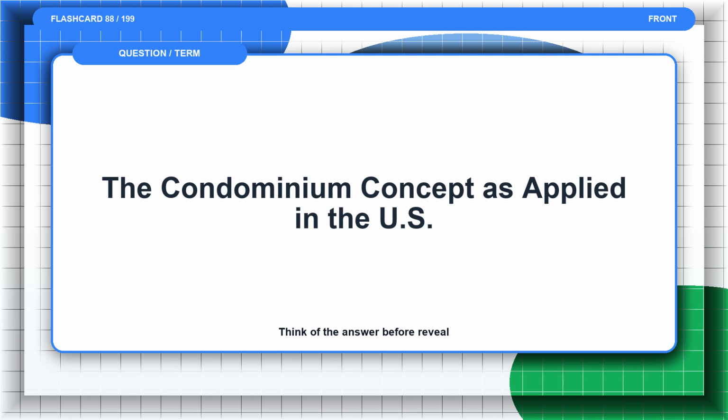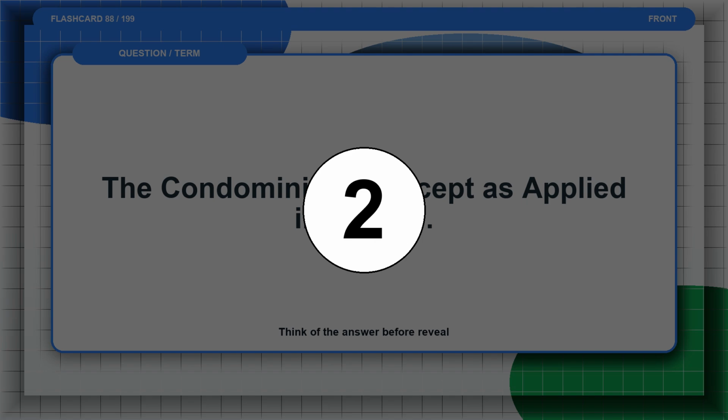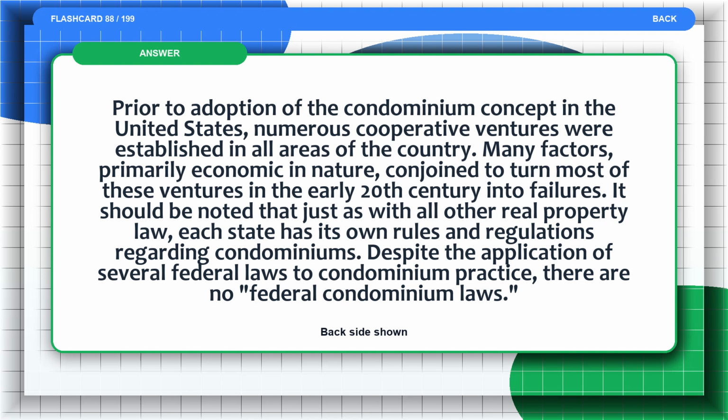Flashcard 88. The condominium concept is applied in the U.S. Pause and think of the answer before the reveal. The answer is, prior to adoption of the condominium concept in the United States, numerous cooperative ventures were established in all areas of the country. Many factors, primarily economic in nature, conjoined to turn most of these ventures in the early 20th century into failures.